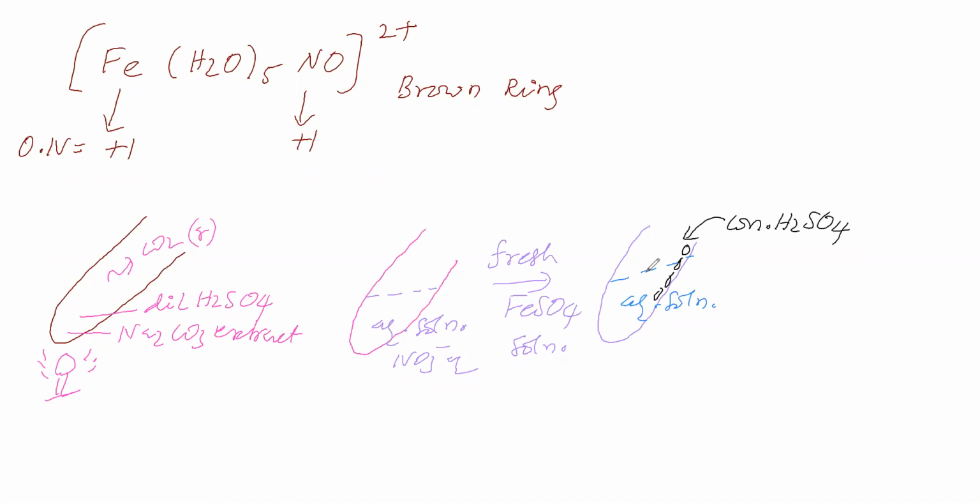The drop should touch the inner wall of the test tube but not the solution, then the drop should move. The concentrated sulfuric acid drop should move over the inner wall of the test tube slowly like this, and slowly it has to touch the solution. It will occupy the place like this. The aqueous solution will go up. So you are adding concentrated sulfuric acid like this.